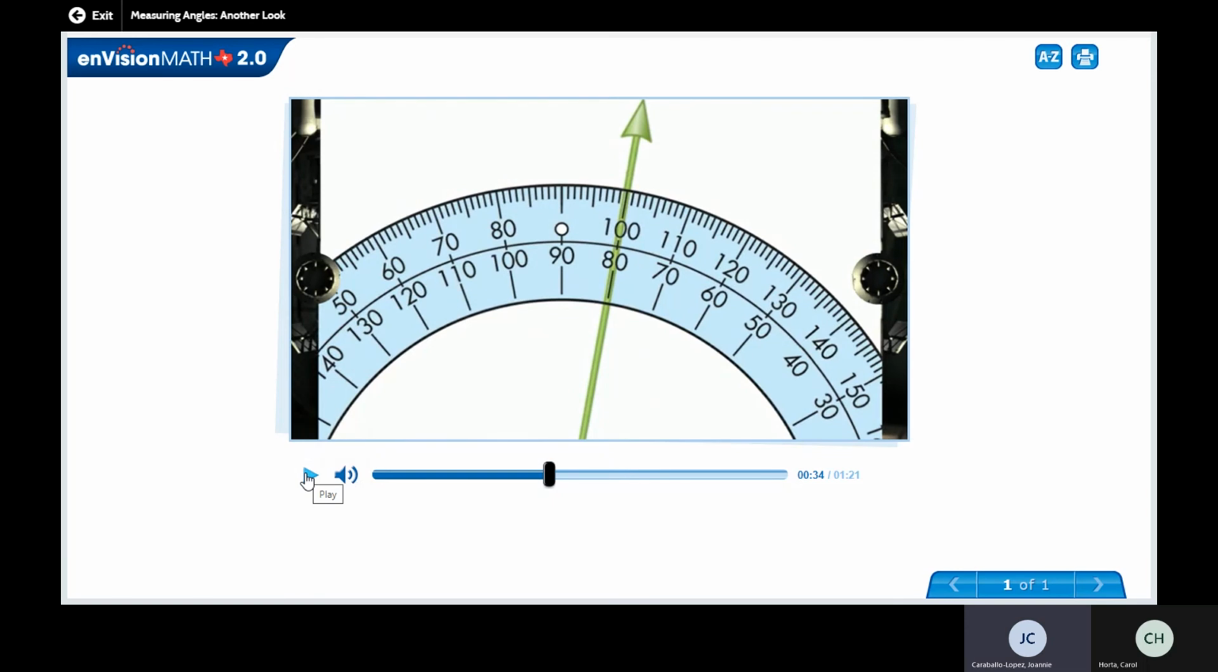Since we know that this is an acute angle, what's going to be the measurement of it? 100 or 80? 80. Excellent. You guys are experts already. See?